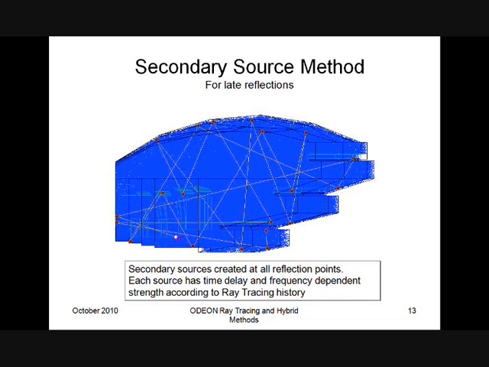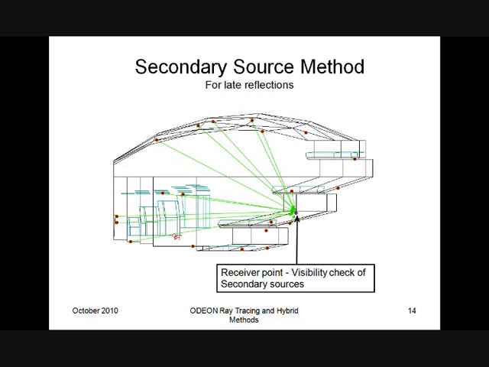Now, secondary sources are created at all reflection points. Each source has time delay and frequency dependent strength according to the ray tracing history. Typically, there are several thousand rays, and each may create maybe 20 to 50 secondary sources or more. For a receiver point, the contributions of delayed energy patches are collected, but only for those secondary sources visible from the receiver.